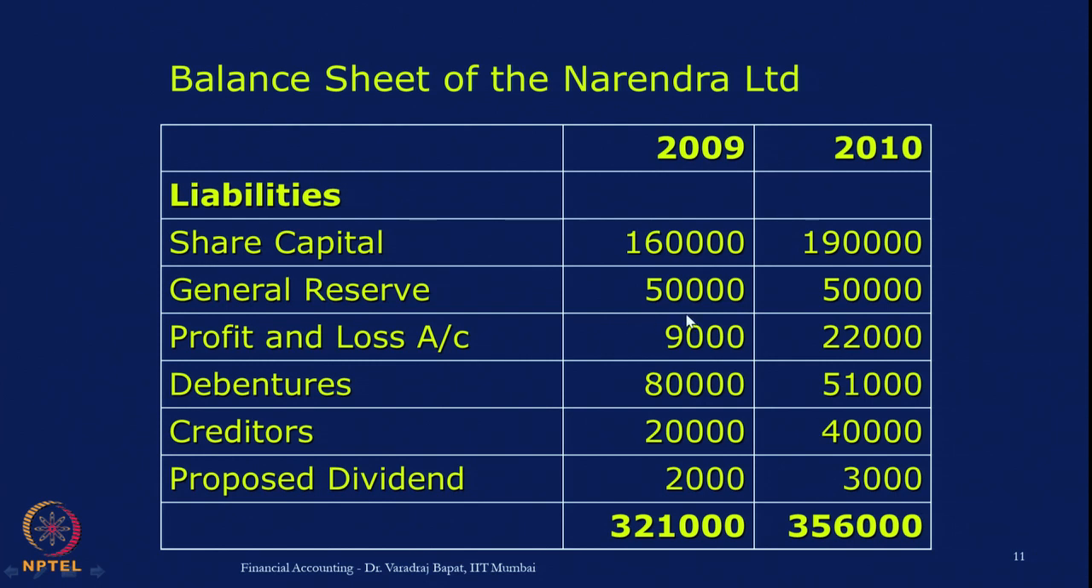Which type of item is it? Actually, there is no change. So, nothing has happened, just tick it or put a dash or something like that. Next is P&L account.